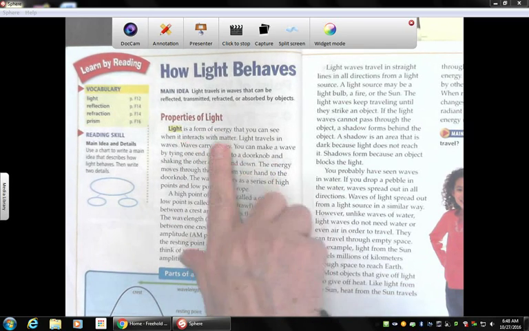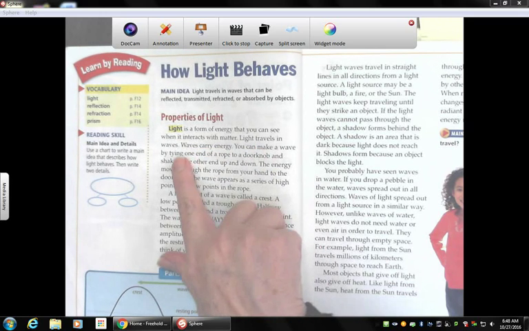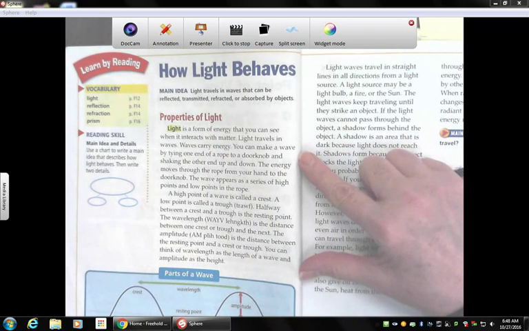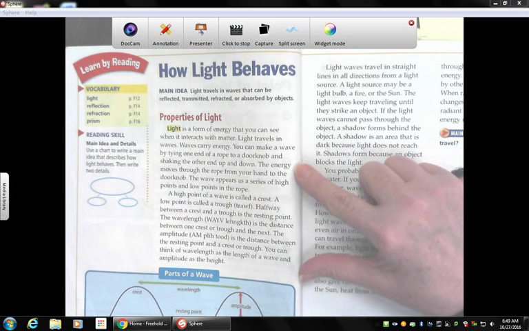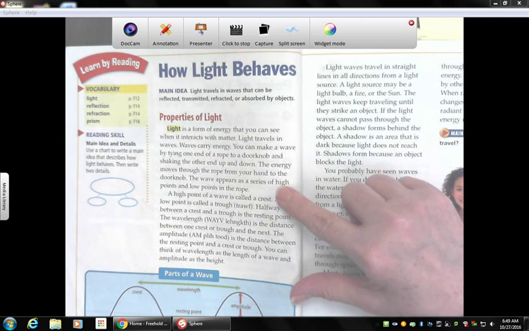Light is a form of energy you can see when it interacts with matter. Light travels in waves. Waves carry energy. You can make a wave by tying one end of a rope to a doorknob and shaking the other end up and down. The energy moves to the rope from your hand to the doorknob. The wave appears as a series of high points and low points in the rope.